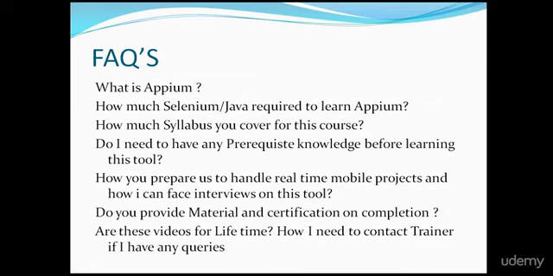Next, how much syllabus does this course cover? Once you complete the course, you will be able to automate your native Android apps, native iOS apps, and hybrid apps on both Android and iOS. You will be able to complete the setup using Windows and Mac, and you will also understand how to develop a mobile automation framework. Learning Appium is one challenge, but that doesn't fulfill your goal. You need to know how to develop a framework that suits mobile testing. We will explain that from scratch.